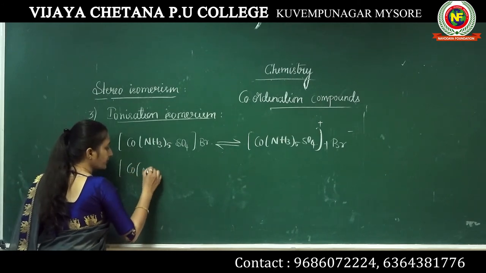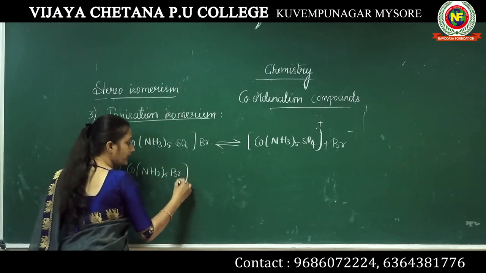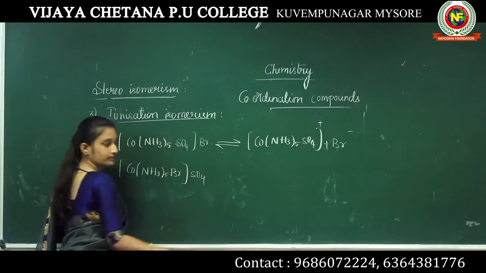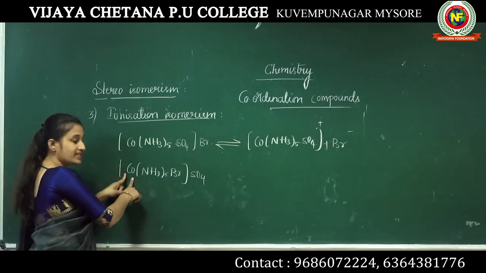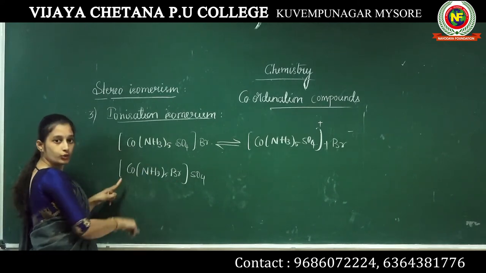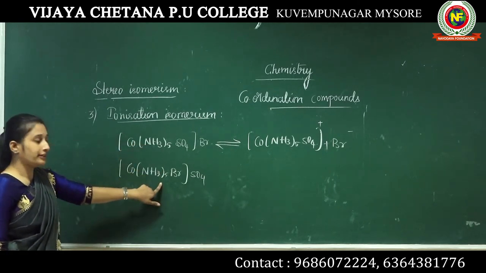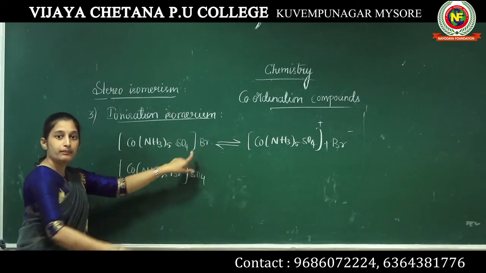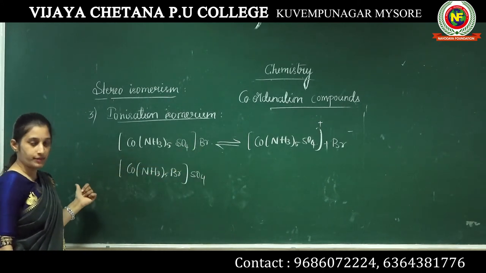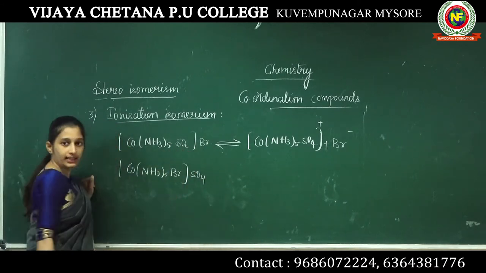Co(NH3)5 Br SO4. Just see this. Here, how many Co are there? One, only one. Cobalt, cobalt. How many NH3 groups are there? Five, five. In one they are inside the coordination sphere, in the other SO4 is inside first, then outside there.